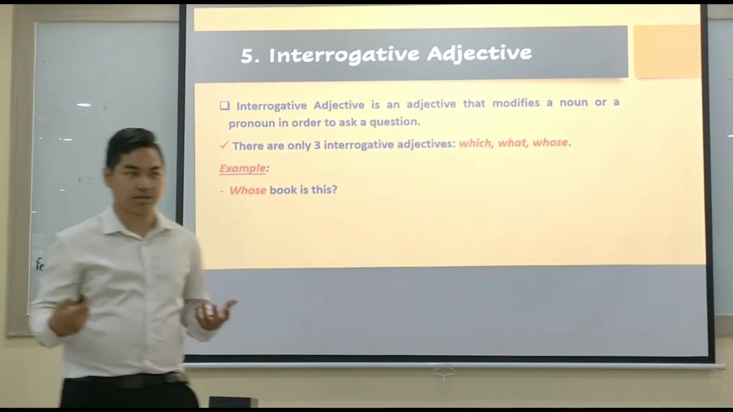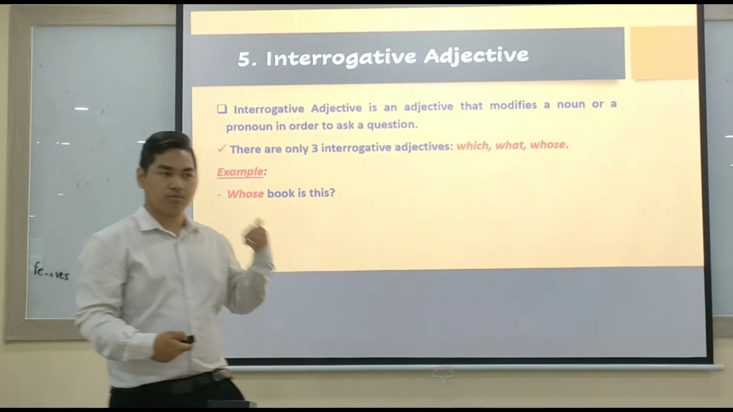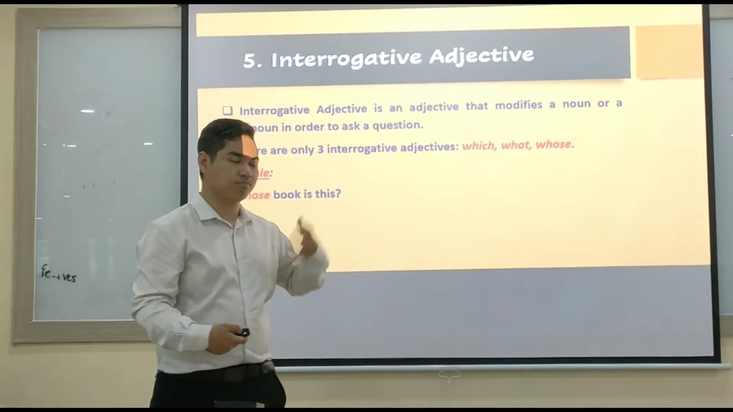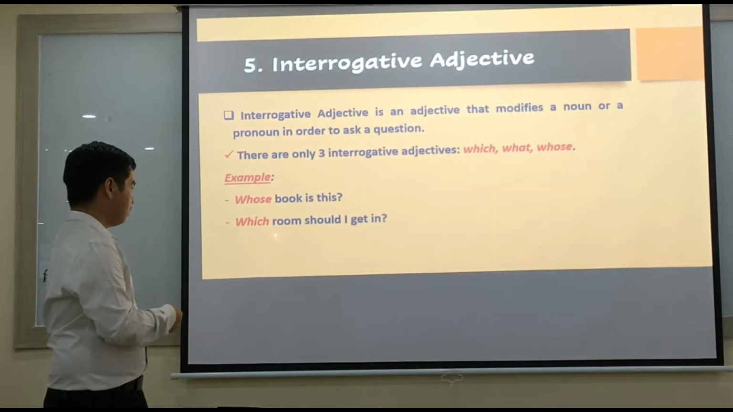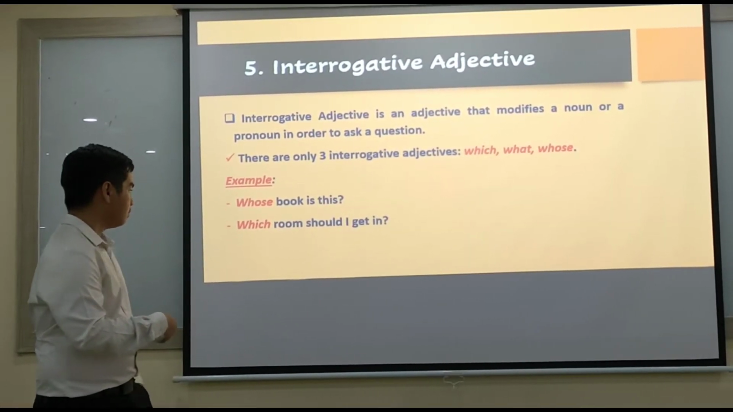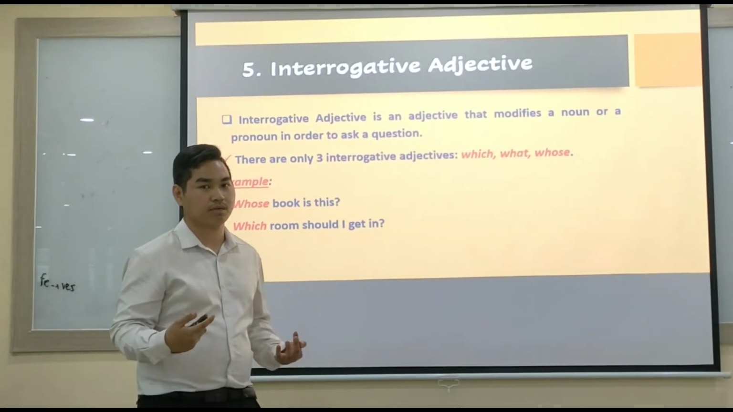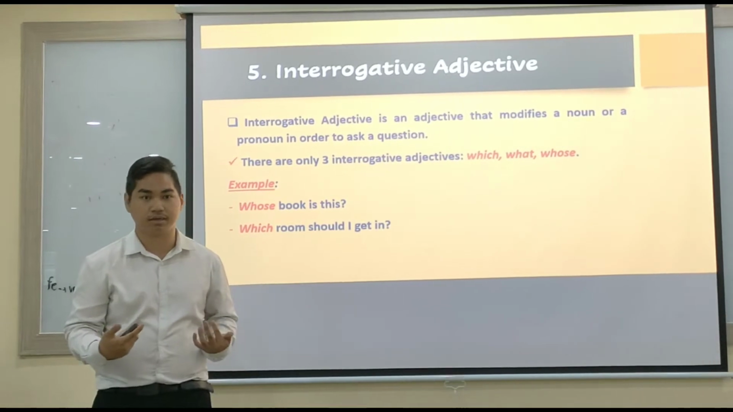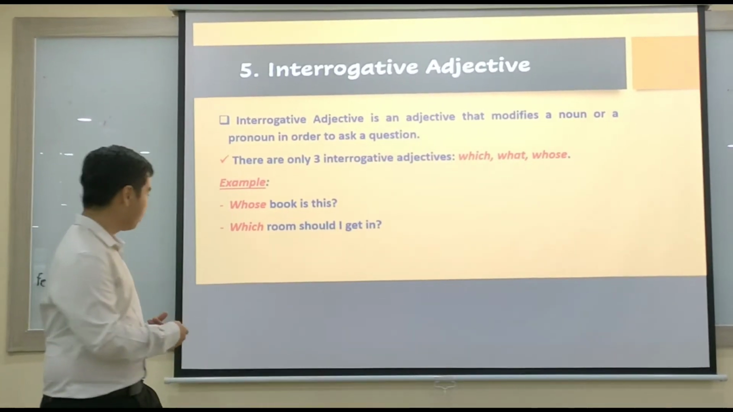So that means we are asking for the possession, for the ownership of the book. Who does the book belong to? Who does it belong to? And which room should I get in? So that means we ask about the type, we can ask about the choices that we made, the choices of the room of something that we want to go.